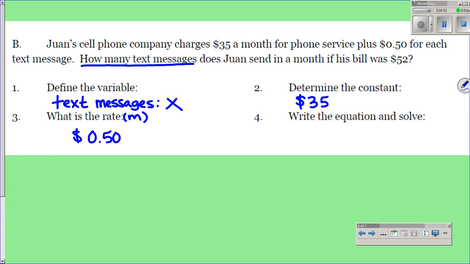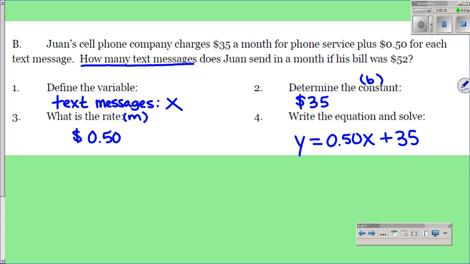We're now going to build the equation. Remember, your constant is your y-intercept. You're only going to pay that once, and then you're going to pay 50 cents for every text message you send. So your total cost, y, equals 50 cents per text message plus the $35 fee.